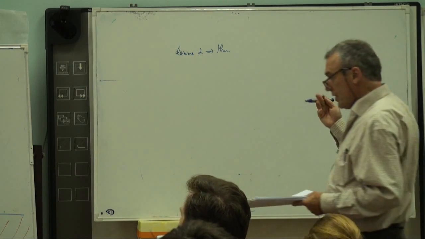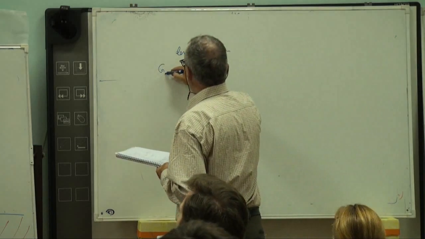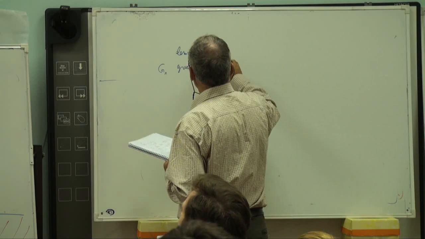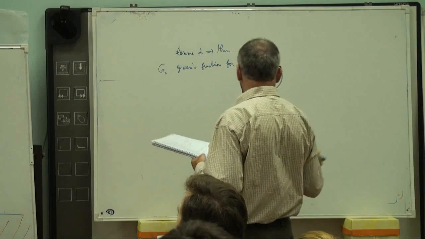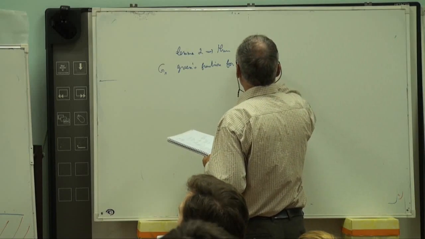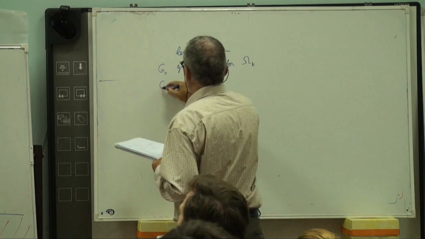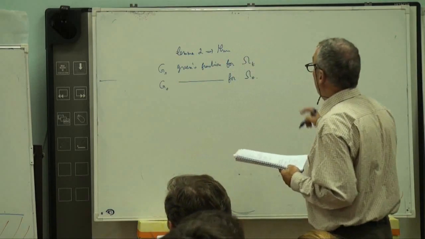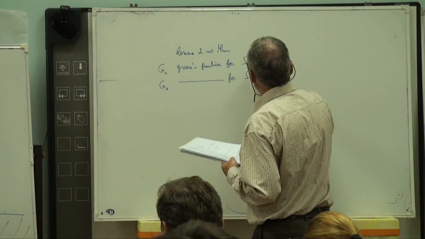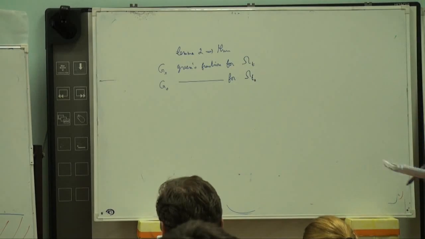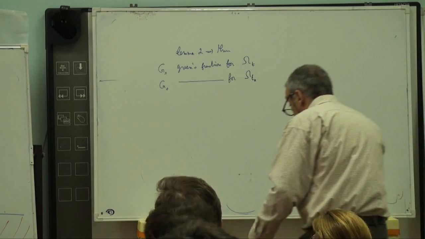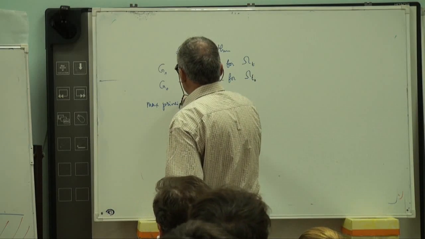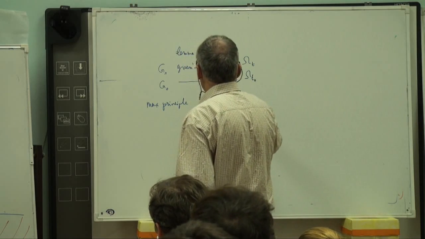This is just a comparison of Green's functions. So you put G1, which will be Green's function for omega t, and G0, which will be Green's function for omega t0. Now, by the maximum principle, G0 is greater than G1.